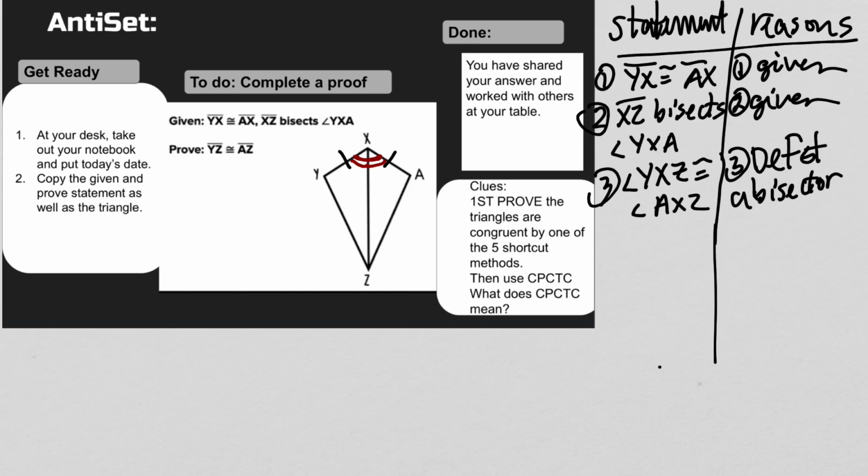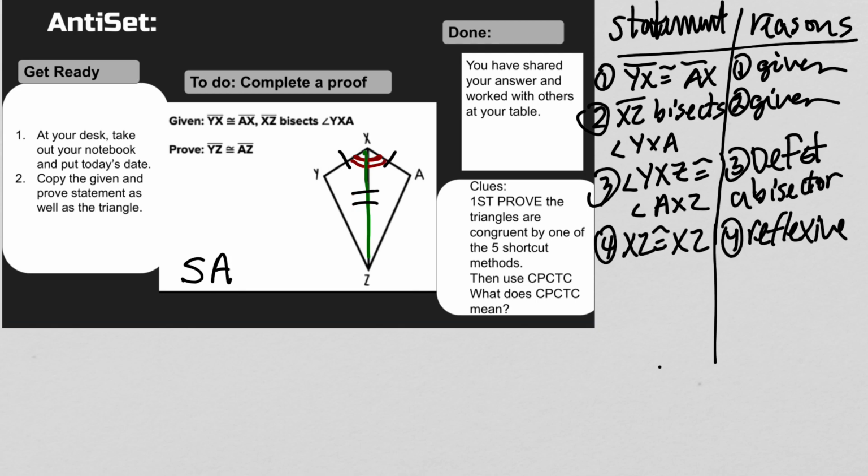So right now we have a side and we have an angle. So thinking of those 5 methods, what else can I get now visually from the picture? Well, remember, we always have that common one where they're sharing a side. So they are sharing side XZ. So that's going to be our third piece of information in our proof. And that is called the reflexive property. And how are the triangles now congruent? Well, this is the sandwich one. This has to be SAS.